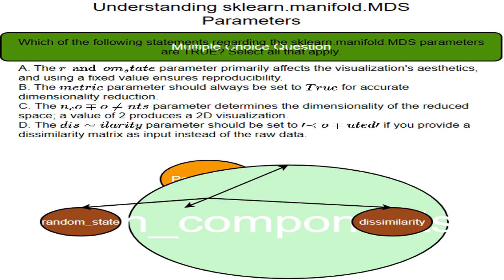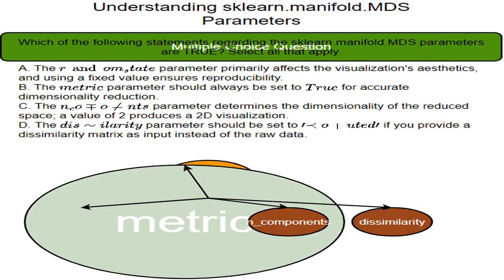This one's straightforward. It determines how many dimensions you want to reduce your data to. For instance, if you set it to 2, you will get a 2-dimensional representation of your data, perfect for visualization on a 2D plot. It's the target dimensionality of the reduced space.